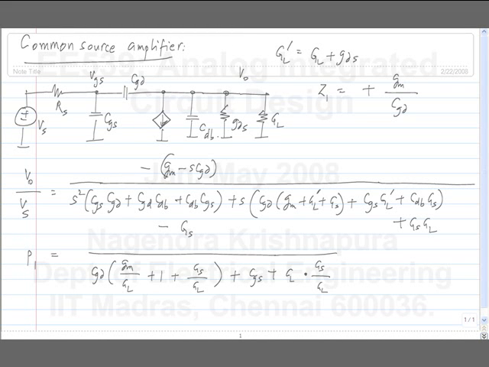And also, as you can see, as you increase CGD, this will monotonically decrease. As you increase CGD, the very first term in the denominator becomes much more dominant compared to others, and essentially the pole will be inversely proportional to CGD.